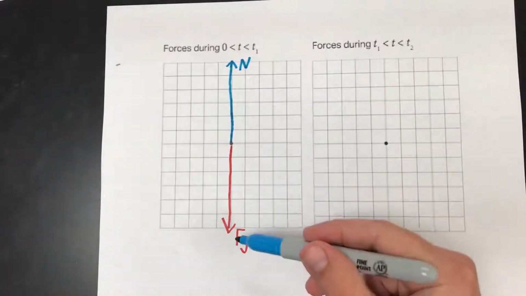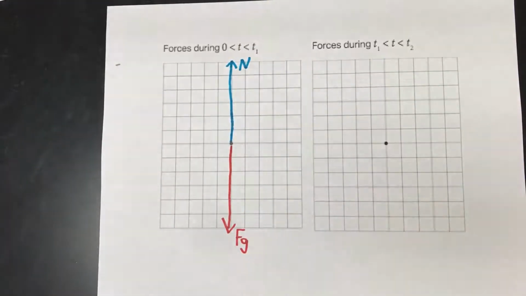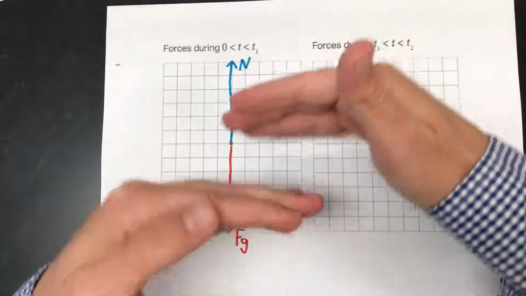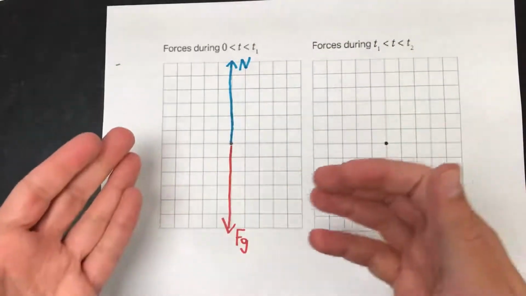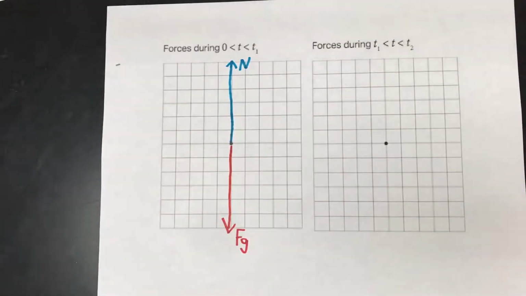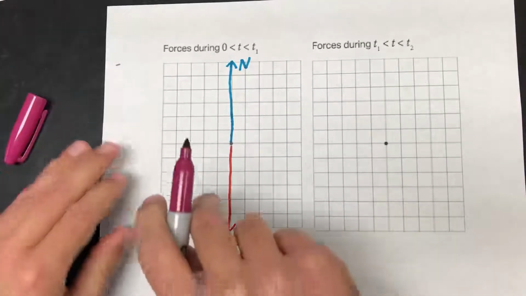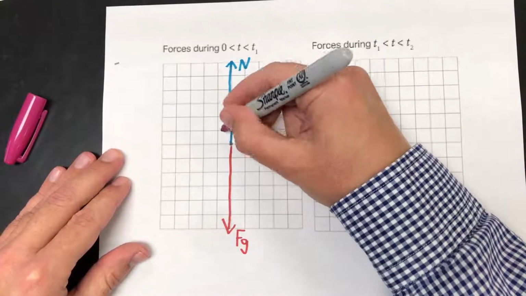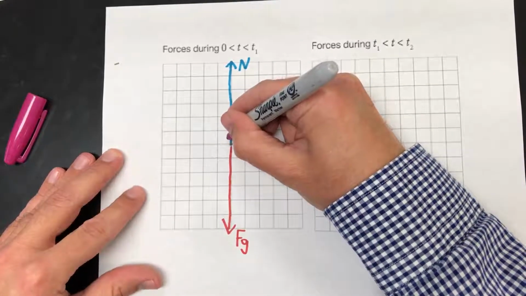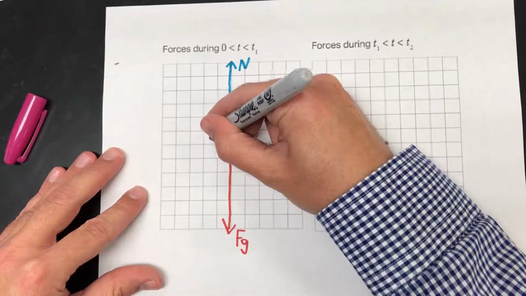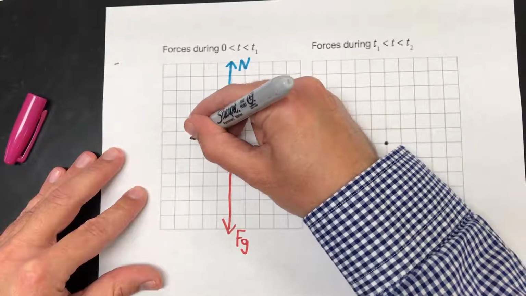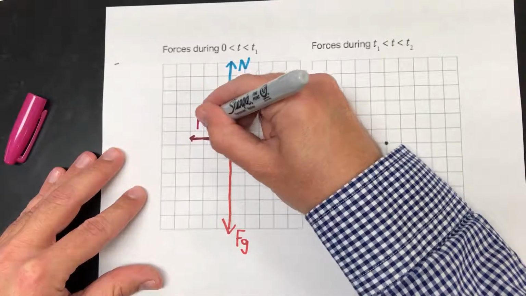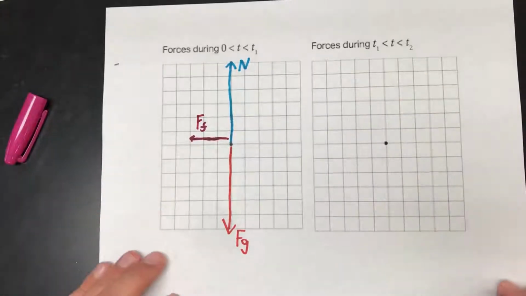However big you drew gravity, that's how big you have to draw the normal force, because there's no acceleration in the y, so there's no net force in the y. Those two equal each other. As it moves to the right, if there's a rough surface, then friction is going to be back to the left, and they give us no indication again of how exactly to calculate it. I'm just going to draw it 3 squares back, and I'm going to call that the force of friction.